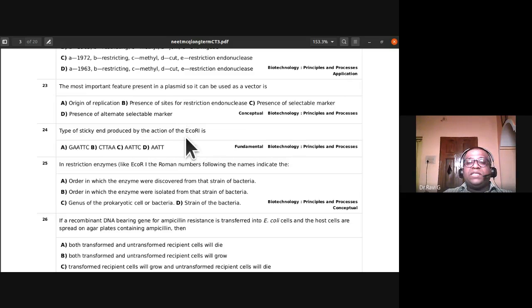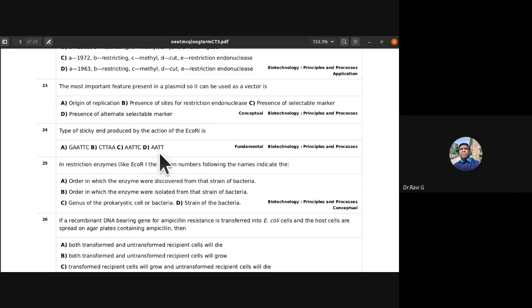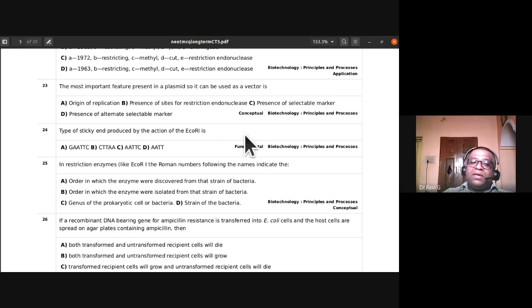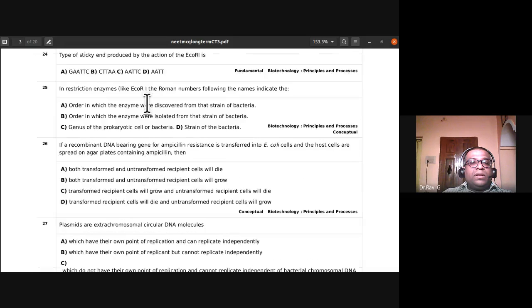Okay, you can decide that yourself. GAATTC, write its reverse, and between G and A there is always a cut. See which free nitrogenous bases are in the sticky end, you find that it would be AATT.